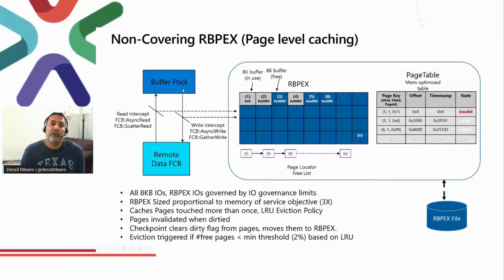Also, one more thing to consider is when we dirty a page, or we update or delete a row, and that page is in RBPX, it is invalidated so that an access to that page doesn't give us a wrong version of that page. And checkpoint actually flushes any dirty pages from the buffer pool to RBPX and clears the dirty bit. So let's dive into a demo and see how this works.